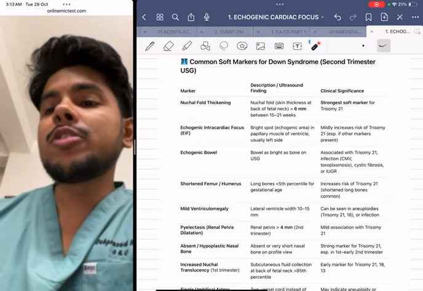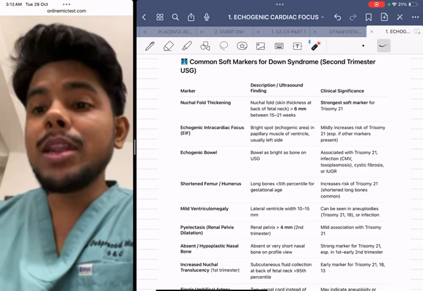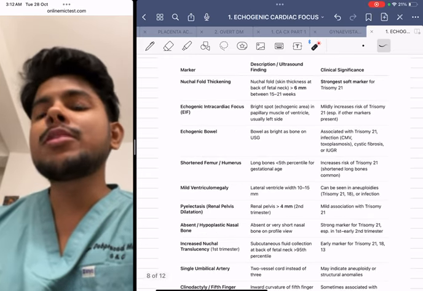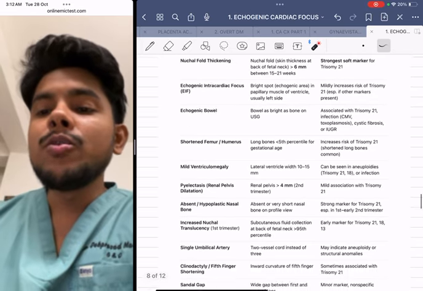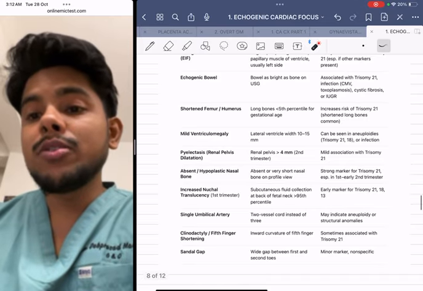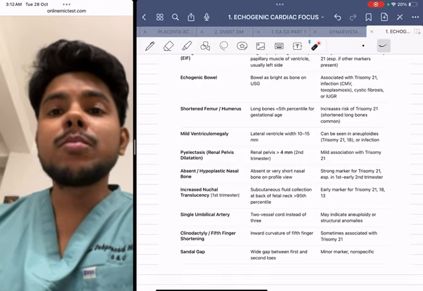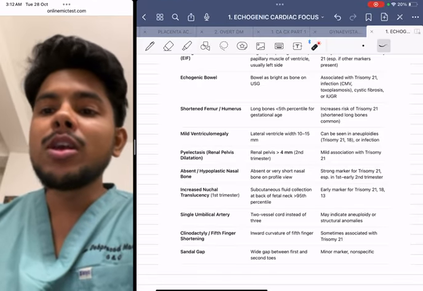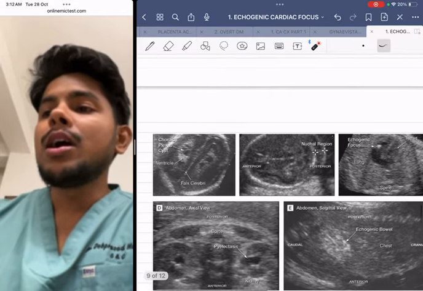Then we have got the short femur, short humerus. We have got the mild ventriculomegaly. We have got the pyelectasis, which is a dilated renal pelvis. We have got the absent or hypoplastic nasal bone. We have got single umbilical artery. We have got the clinodactyly, which means the short middle phalanx of the 5th digit of the hand. We have got sandal gap. Okay, these are the soft markers, and these are the pictures.